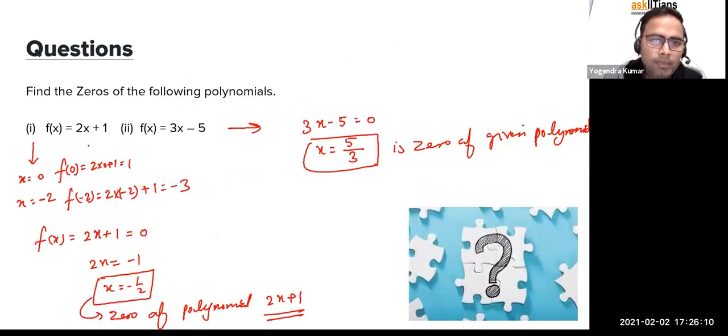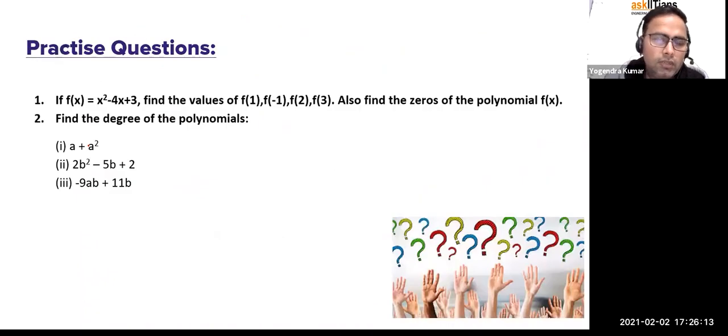We have seen this, right? We got the answers. Let's see these practice questions, because in maths, without practice, nothing is easy. So first question: if f of x is equal to x square minus 4x plus 3, find the values of f of 1, f of minus 1, f of 2, f of 3. Also find the zeros of this polynomial. Very good. Let's do this question.